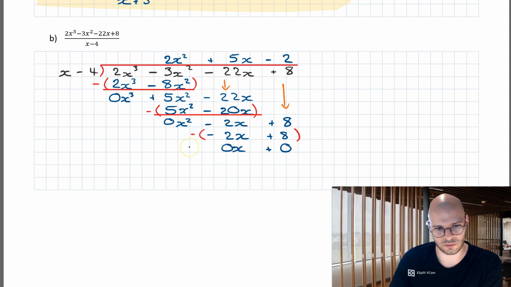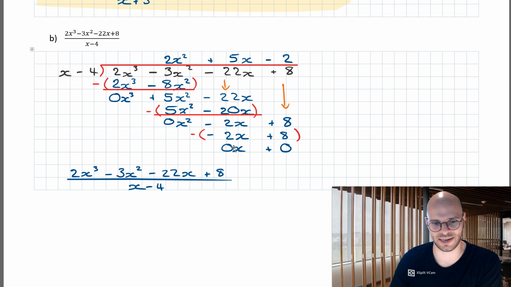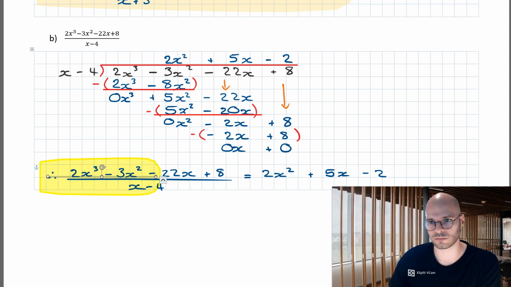Finishing this off, we can therefore conclude that 2x cubed minus 3x squared minus 22x plus 8 all over x minus 4 is the same as writing 2x squared plus 5x take 2. Therefore, we are done here.